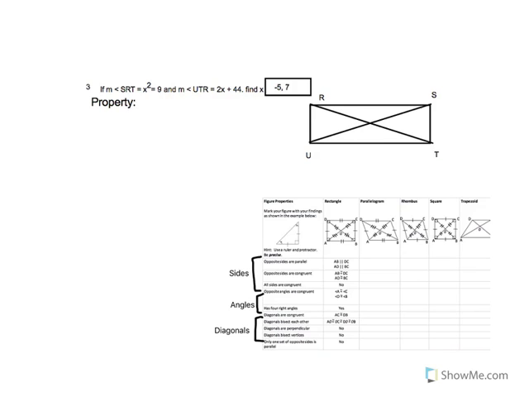Let's do one last problem. The problem says if the measure of angle SRT is x squared plus 9. Oh, I'm sorry, this should be a plus. x squared plus 9. And the measure of angle UTR is 2x plus 44.